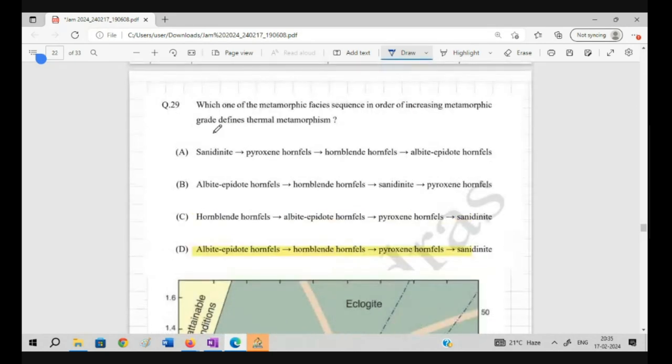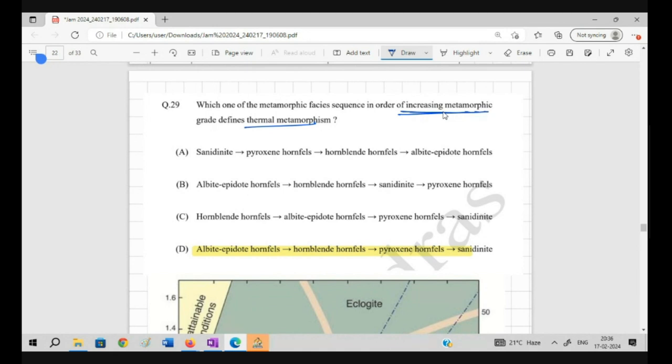Now the next one. Which of the following metamorphic sequences is correctly arranged along the increasing metamorphic grade for thermal metamorphism? For thermal metamorphism, they are asking about contact metamorphism, and which of the following is correctly arranged according to increasing metamorphic grade. So if you remember, there are four contact metamorphic facies.